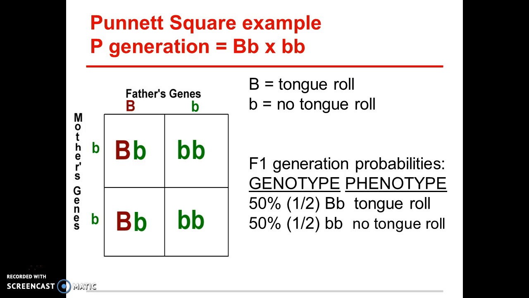So Punnett Square example number 1. With this situation, the P generation, the parents that are crossing, have these genotypes. So one parent, the father, has a dominant and a recessive allele for a particular trait. The mother has 2 recessive alleles for a given trait, and we're going to cross them. What are the odds that they're going to have an offspring that is showing the dominant trait? What is the probability that they're going to have an offspring that is showing the recessive trait? It's all about probabilities. So in order to do this, we have to set up our square.